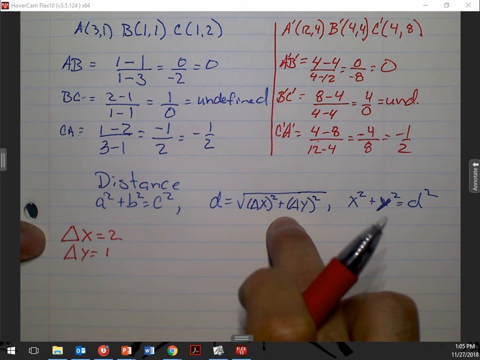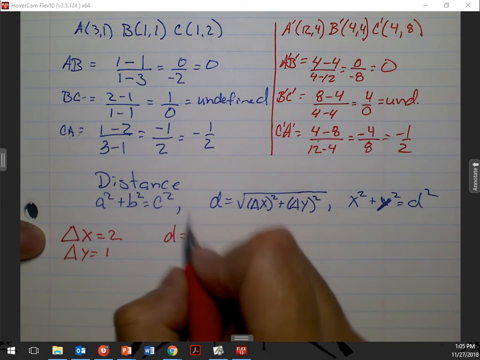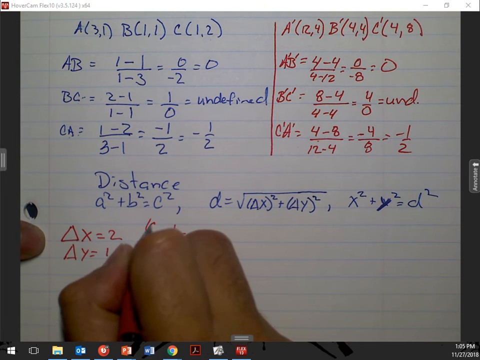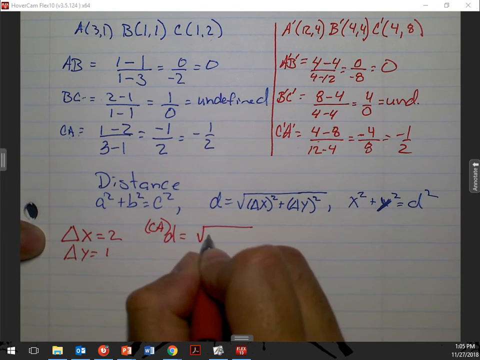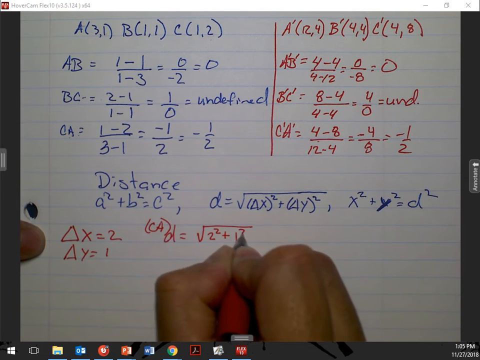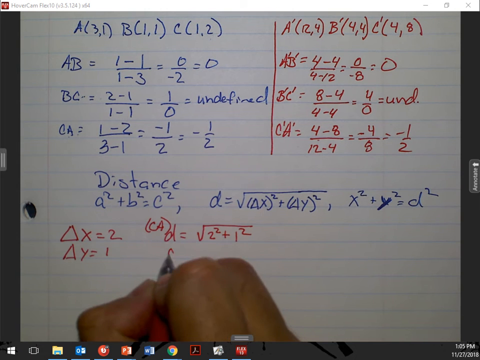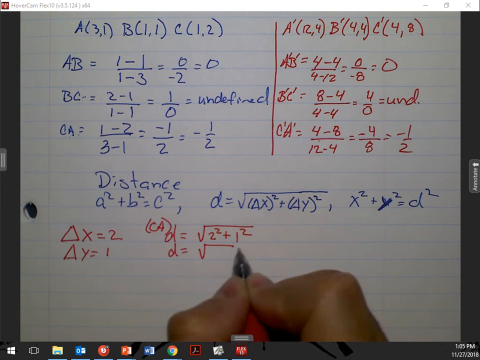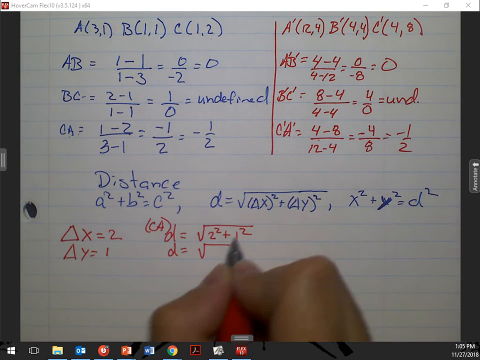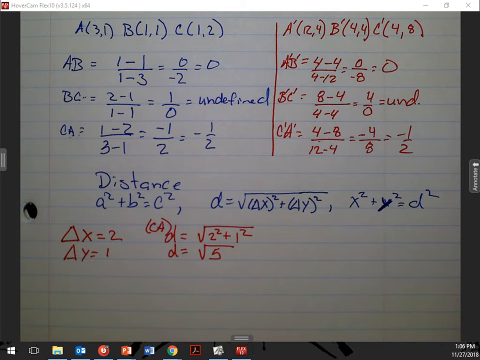So let's plug it into this right here. So my distance, this is my CA, is going to be equal to the square root of 2 squared plus 1 squared. So we get distance is equal to the square root of 2 squared is? 1 squared is? 1. So together it's 5. So your calculator will do that for you too, and it'll give you a decimal.